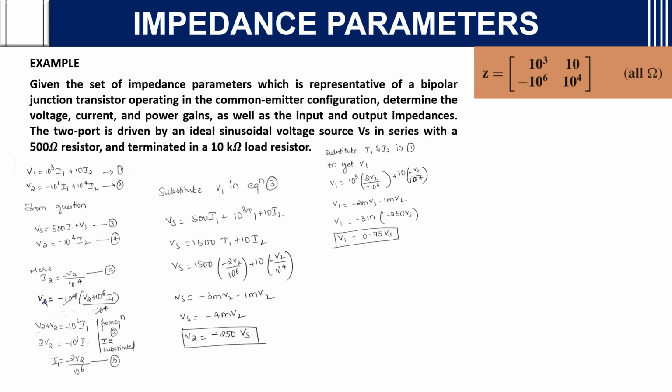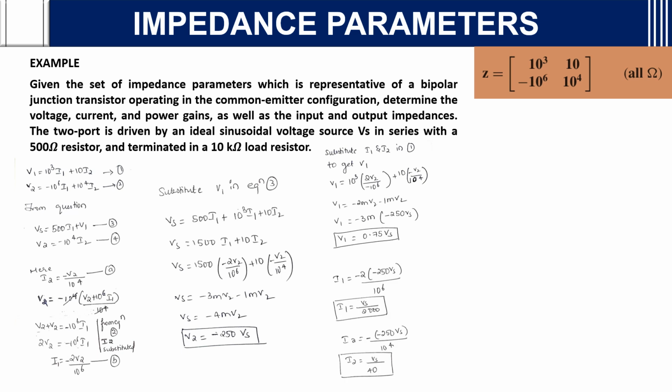So V1, if you want, substitute I1 and I2 in equation 1, then you will get V1 easily. If you substitute 10 power 3 I1 and 10 into I2 value, then you will get V1 is equal to 0.75 Vs. Now we are left with I1 and I2.